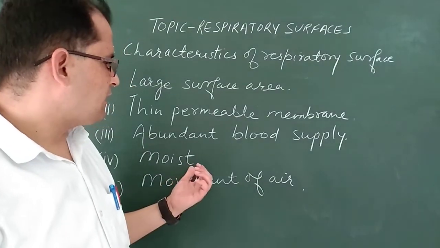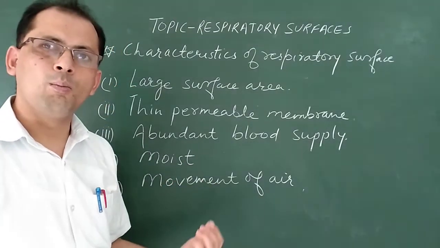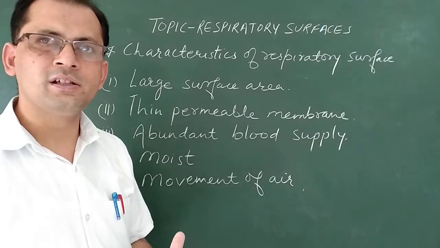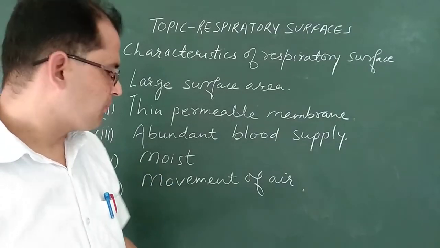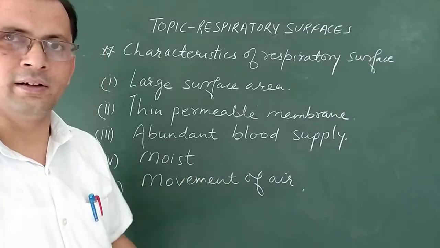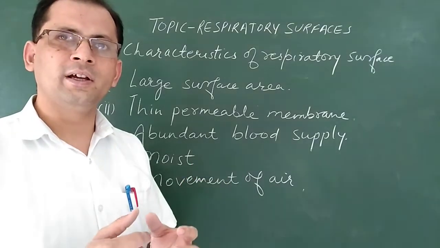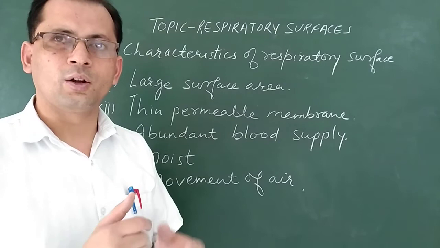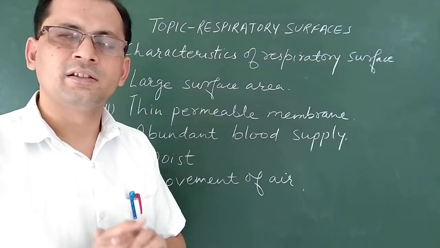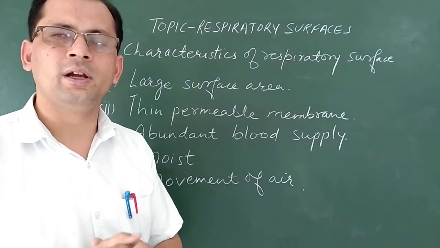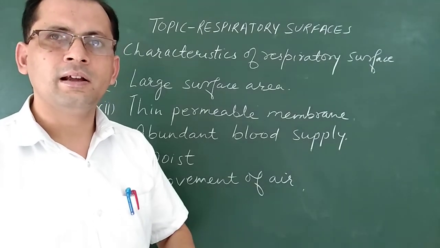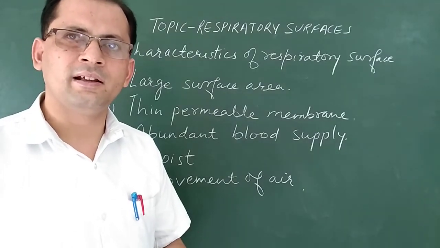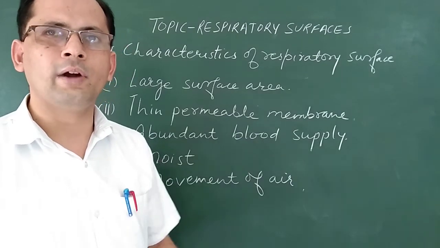Then beta, the respiratory surface should be moist. Why should it be moist? For the diffusion of gases. Then last is movement of air. The movement of the air should be quick across the respiratory surfaces, so that the fresh air can be taken in quickly and the foul air or the bad air can be exhaled out quickly.